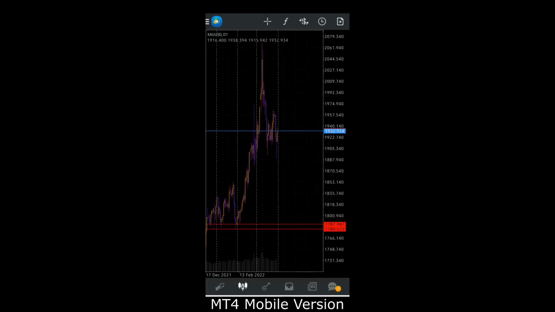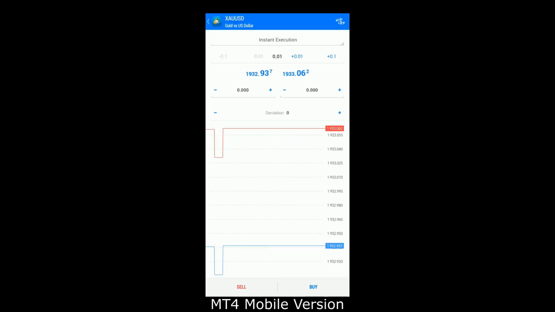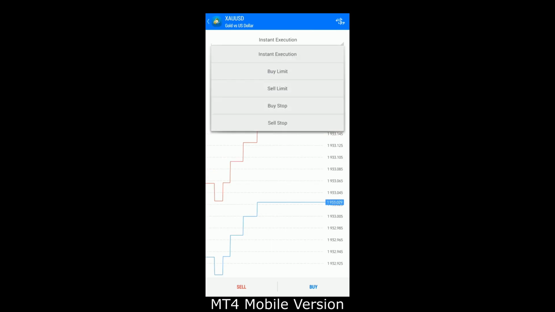To make a trading order, you use the plus sign at the top right corner here. So here you have the instant order execution and the other various pending orders.